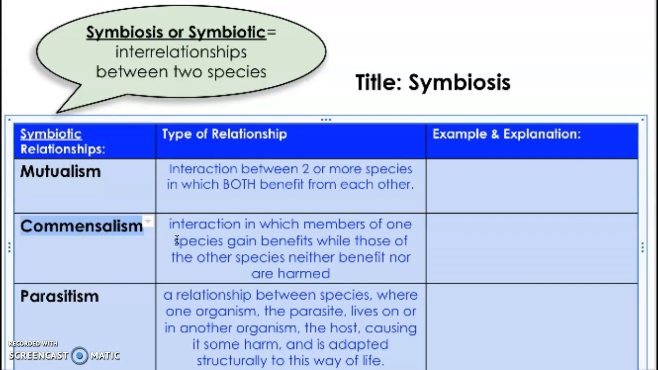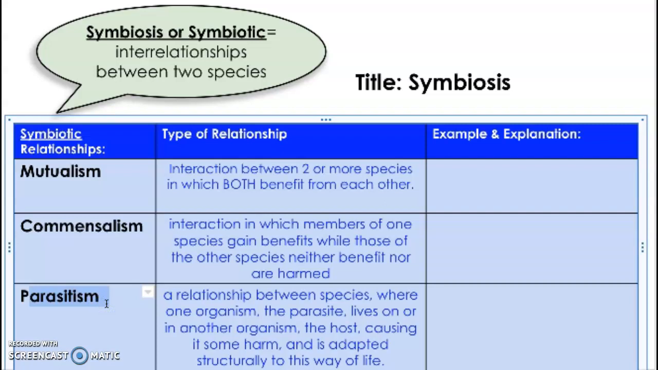It's neutral. It doesn't benefit. It doesn't get harmed. It's just there. It's like giving someone a gift and not expecting anything in return. So that's what commensalism is. And then the last one is pretty self-explanatory.